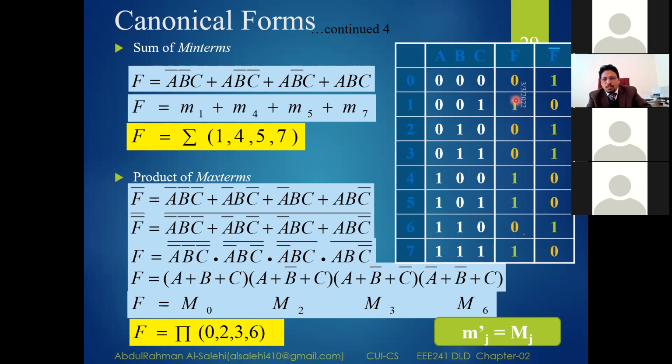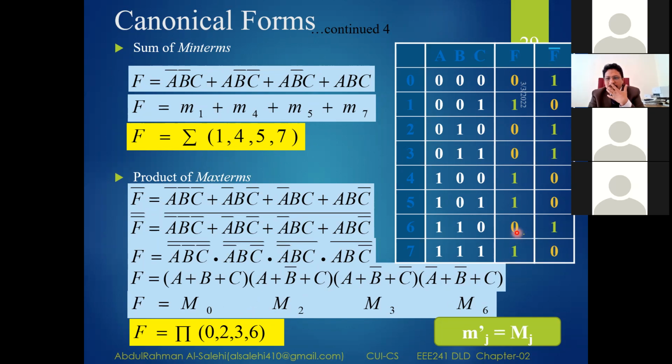Just for example, here M1 has been represented by 1. Here M4 has been represented by 4. Here M5 represented by 5. Here M7 represented by 7. This one, if I take the complement of these, I will get the max term. This was the min term. If I take the complement of them, then I will take the max term. The max term means just I will invert.